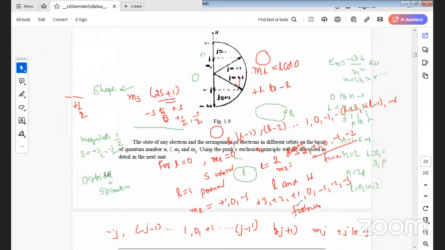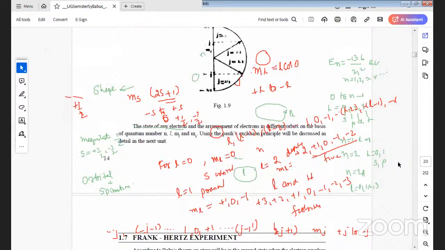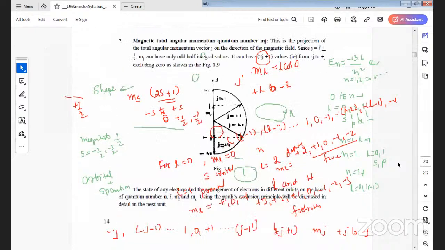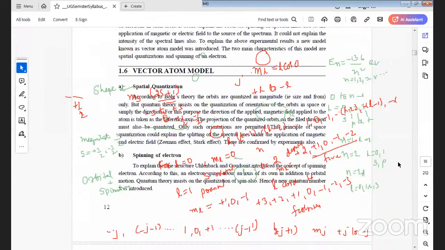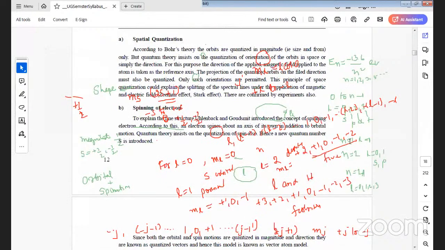So this is about the magnetic total angular momentum quantum number mj. These are the quantum numbers which are associated with the vector atom model. So this is about the vector atom model. The new two concepts which we have here, I'll stop here.